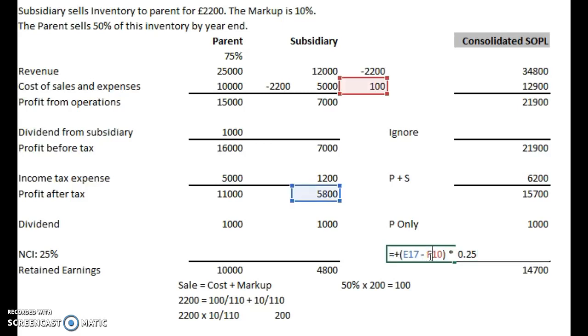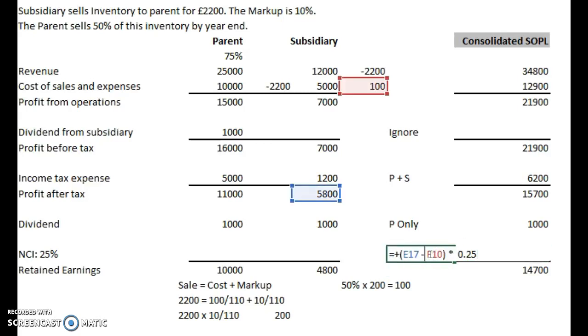Let's just go through that calculation again. Normally it would be the NCI's percentage of the subsidiary's profit, which is the standard 5,800, but we need to reduce that profit by the unrealized profit. And it's different this time because it's the subsidiary selling to the parent, so the subsidiary has made that profit. In the previous example it was the other way around, and we didn't need to make this adjustment. So profit minus the PUP times 25% for the NCI's share, 1,425.